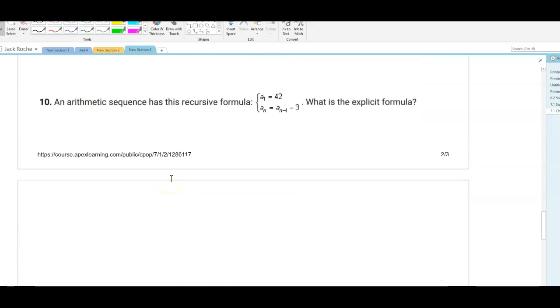Okay? And now, number 10, if you're given the recursive rule, you know a sub 1. What is the explicit rule? Now I need my common difference. So my common difference is negative 3. So my explicit rule, a sub n equals my first term, 42. Since my common difference is negative, I'm going to go minus 3 times n minus 1. And this would be your explicit rule. Okay?